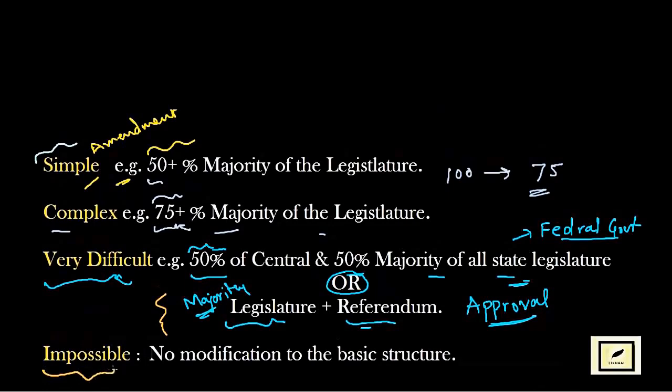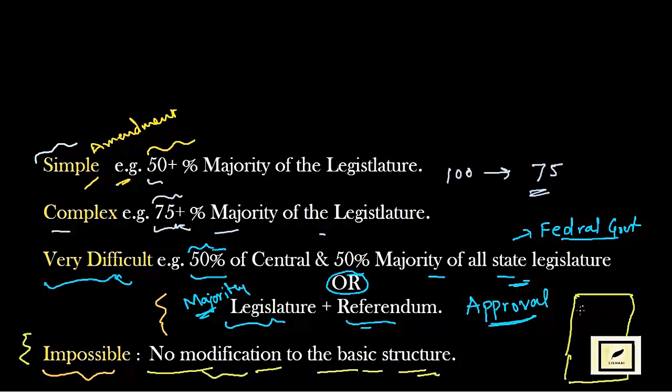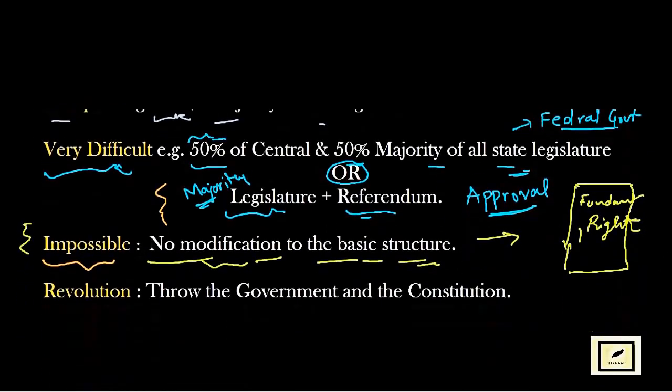Then there is another kind of amendment which is called impossible amendment. That is, no modification to the basic structure of the constitution. That is, you cannot change the constitution. Such kind of difficulty is called impossible or no modification to the constitution. In constitution, for example, the case of fundamental rights, you cannot change them. There are certain constitutions which declare that the members of parliament or the government cannot change the fundamental rights given to the general public. It is impossible.